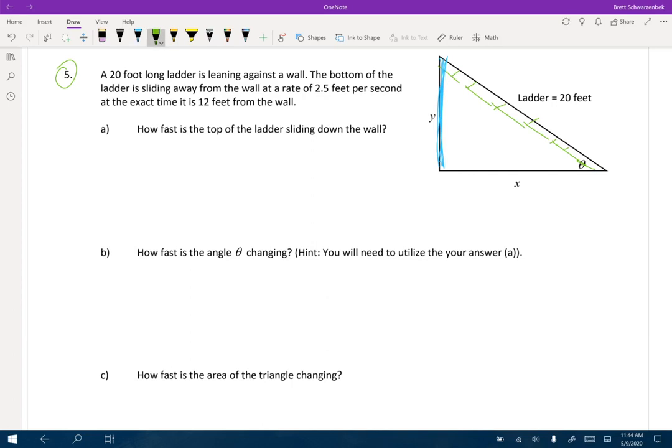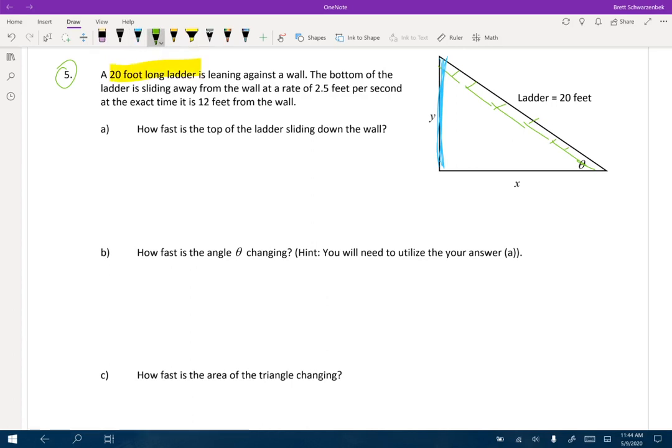So what we need to do is think about what's going on here. At a given time, the side y represents how far up the ladder is on the wall, and the side x represents how far the bottom of the ladder is from the wall. These are all values that are going to change, and of course the ladder itself is 20 feet according to our given right here.